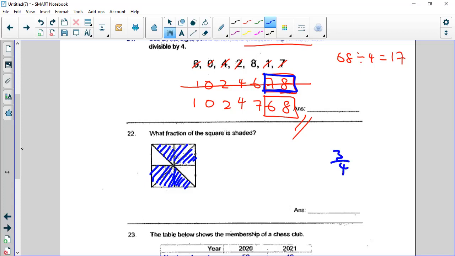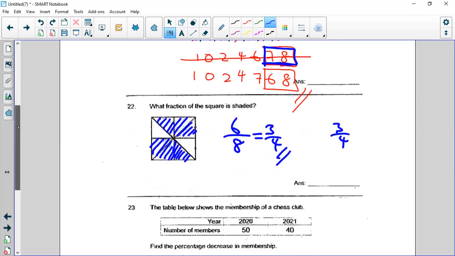So if you look at the shaded parts, how many parts are shaded? That will be 6 out of total 8. And of course, you get 3/4 shaded. Okay, but if you didn't get the answer correct, never mind, because the shading is not very clear. So if your answer is not the same, never mind.